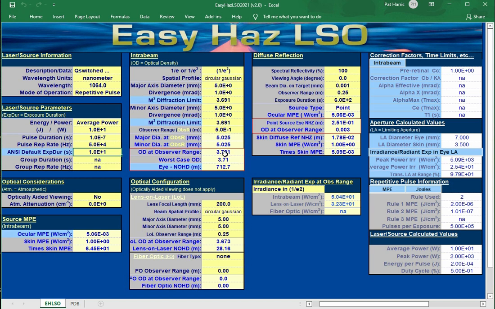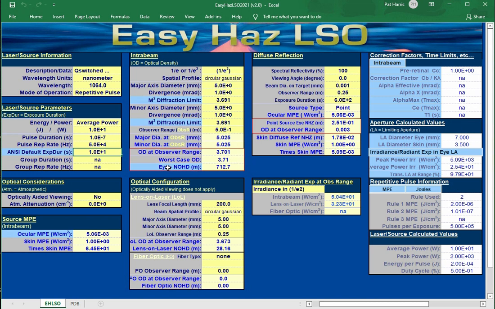Worst case OD is 3.71, which leads us right over here to take a look at the transmission through the limiting aperture, which is 7 millimeters for the eye, 3.5 for the skin, and we can see we've got about 98% of the power being transmitted through the limiting aperture, and that's why we have a little bit of difference here.